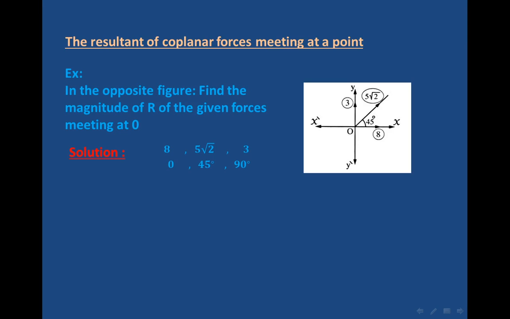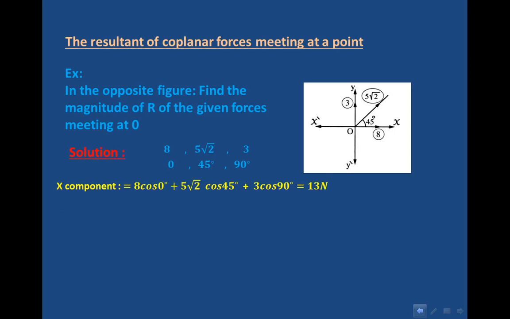root 2 and 3. You should arrange the forces firstly, 8 and 5 root 2 and 3, and you should write the angle between each force and the positive direction of the x-axis. The angle between the force 8 and the positive x-axis direction equals 0, and the angle between the force 5 root 2 and the positive x-axis direction equals 45 degrees. Also, the angle between the force 3 and the positive x-axis direction equals 90.